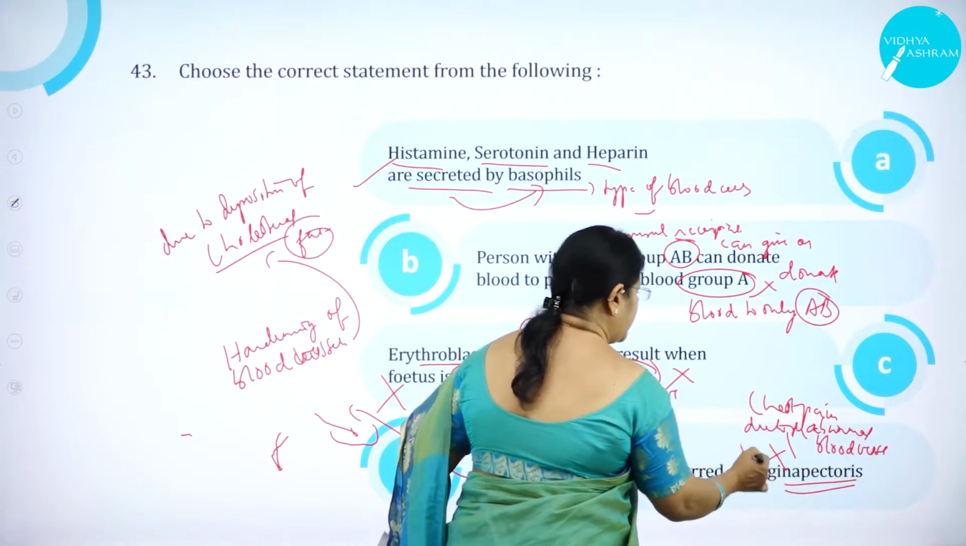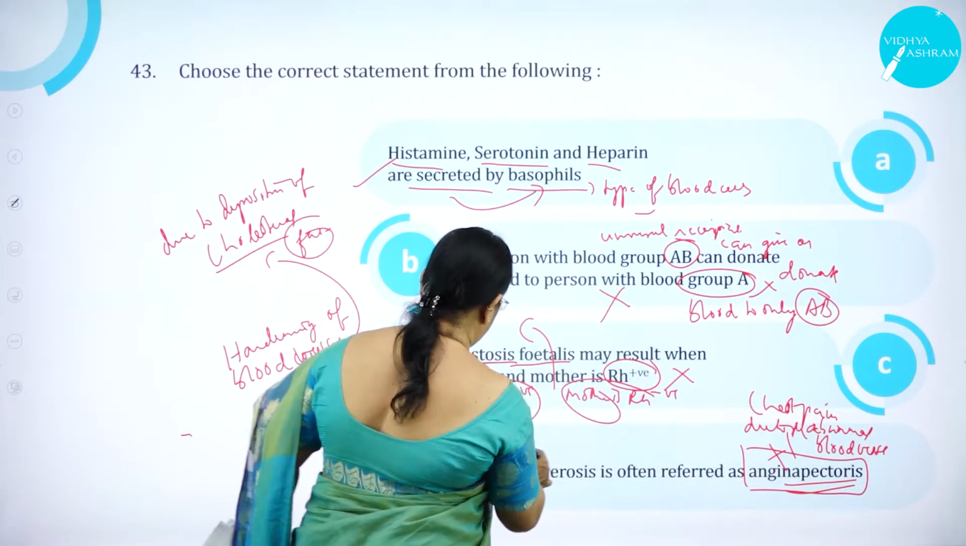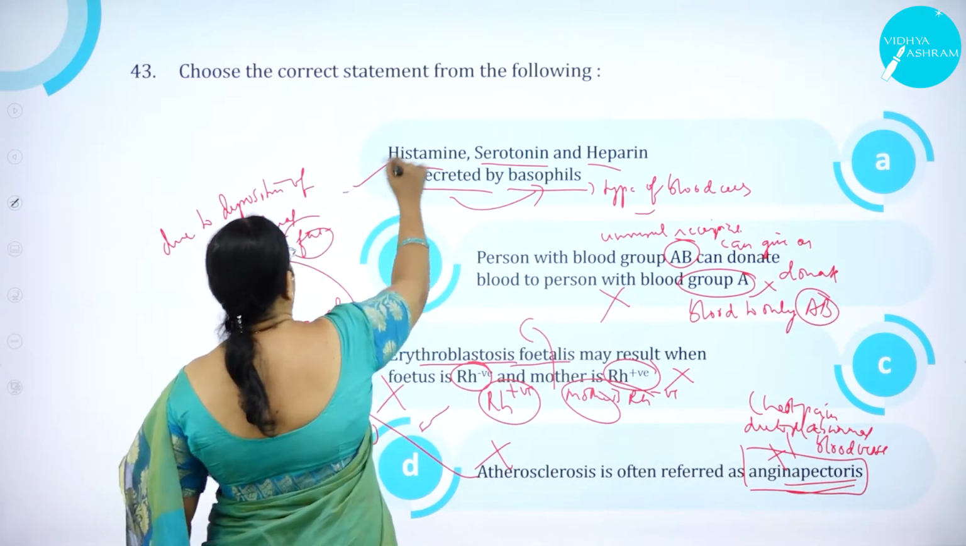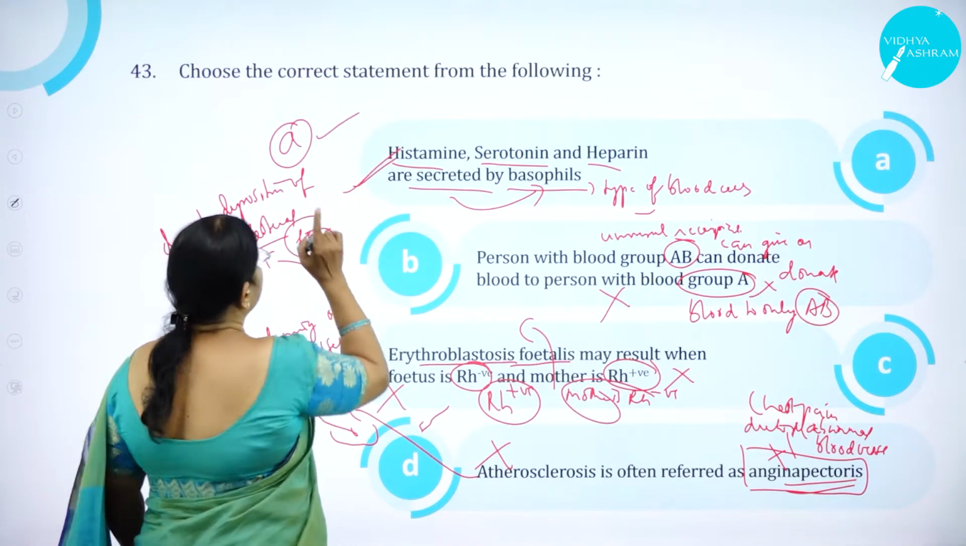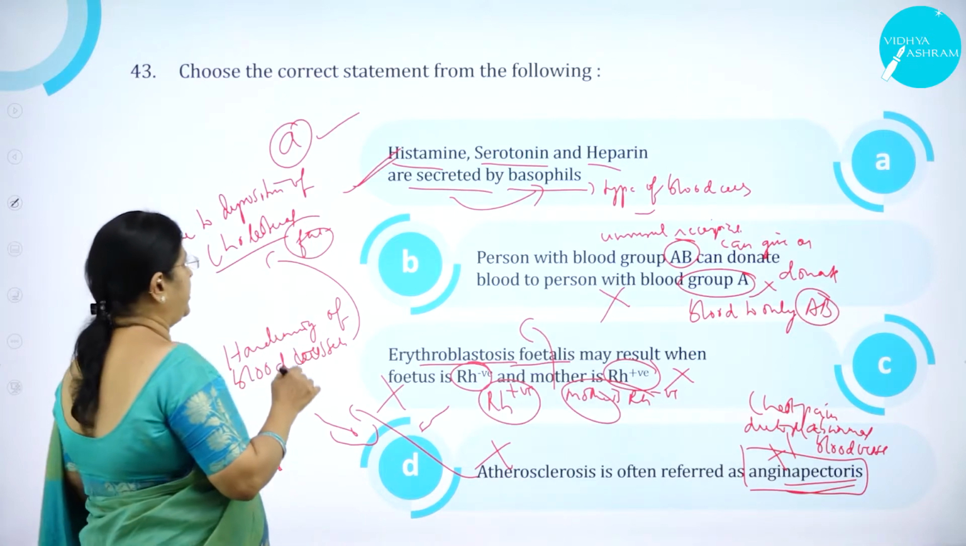So angina pectoris is chest pain. So this is also wrong. So the option which is correct is A. A is the correct option. Choose the correct statement from the following.